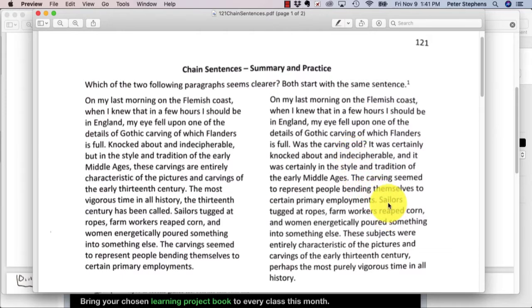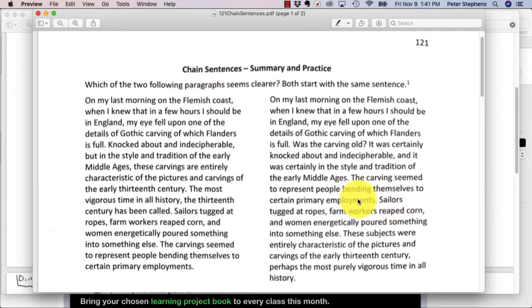The next sentence starts with "sailors." Well, wait a minute. I don't remember seeing any sailors earlier. But there is this reference to people bending themselves to certain primary employments. When I see the word sailors next, I assume that refers to one kind of people bending themselves to certain primary employments.